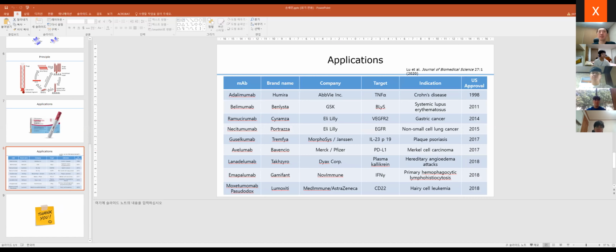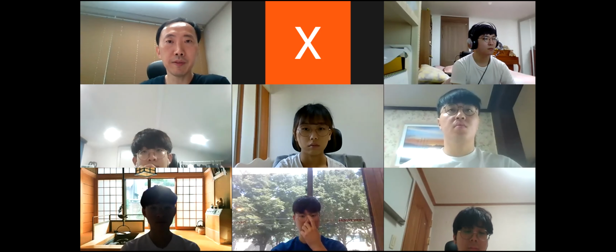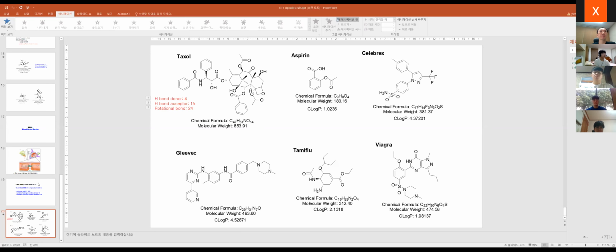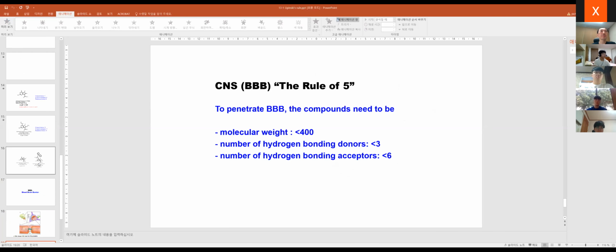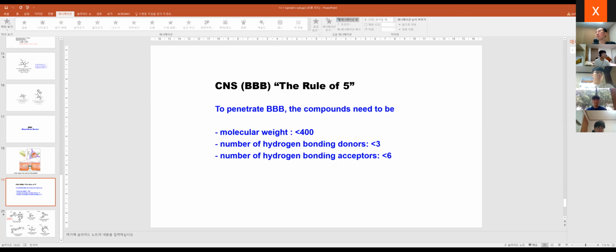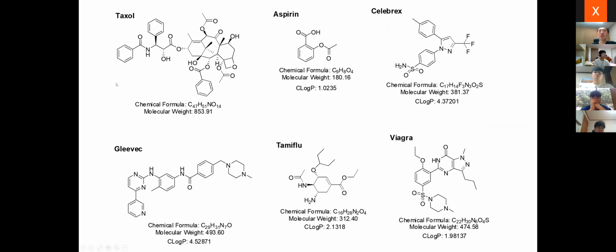Okay, if not, we have a little more time to practice the Lipinski rules. Okay, can we try Taxol? If you can solve the Taxol, then we can solve all the problems, I think.